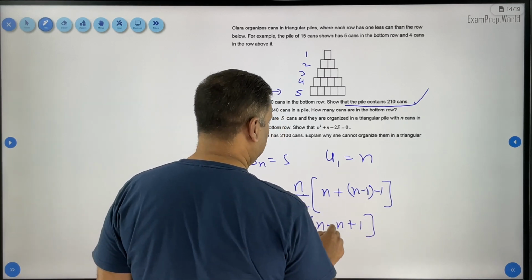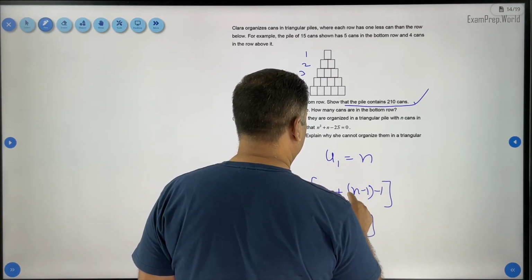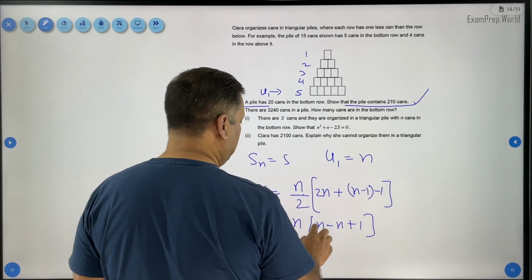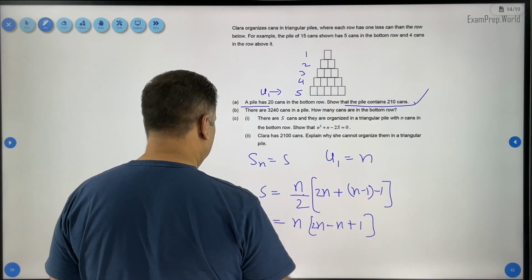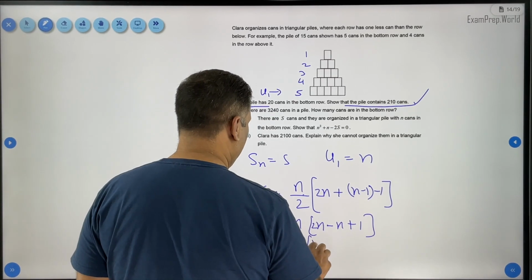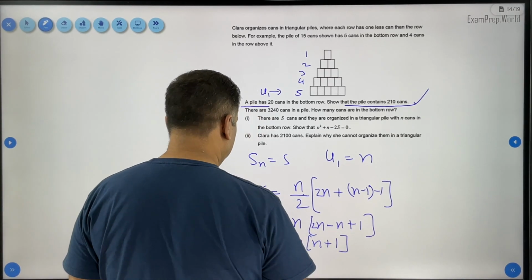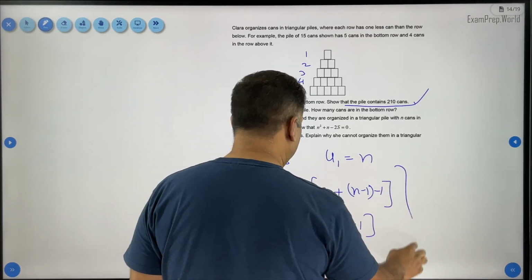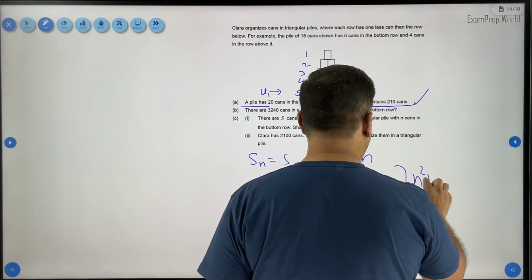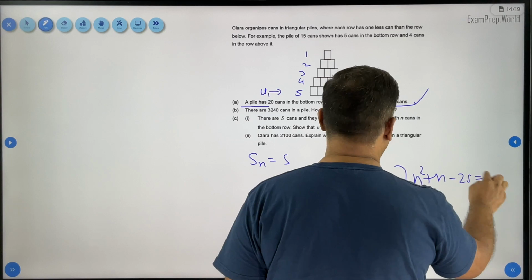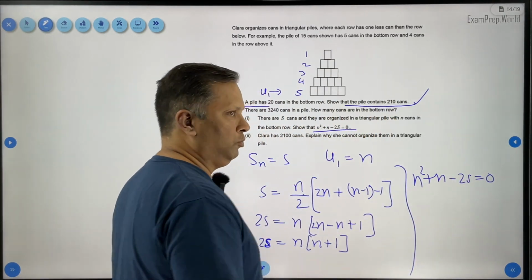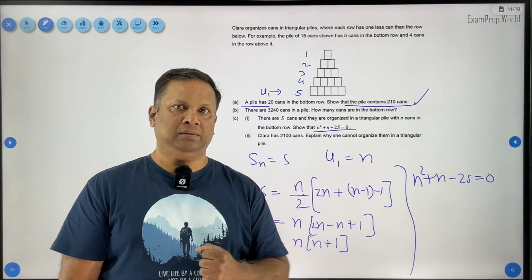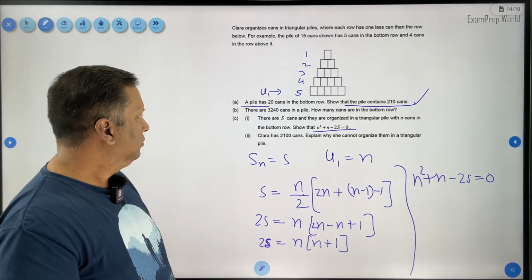So minus n plus 1, and this is 2n, right? So 2n minus n is n, plus 1. 2S equals n into n plus 1. This is 2S. So what do we get here? n squared plus n minus 2S equals 0, and you get your formula. Same thing where we used a number, here they are asking us to use S. So we get our formula.